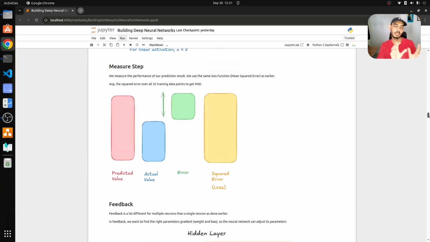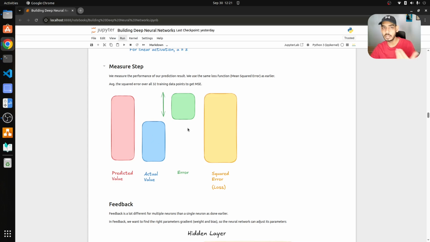Now this is with respect to the forward pass, where you calculate the weighted sum and then pass it to the activation function. Now you have gotten your output. Now you want to understand whether your output is good or not. So what you do is you compare it with your actual or ground truth. Consider you have some predicted value and the corresponding actual value is present. The difference between these two is called error.